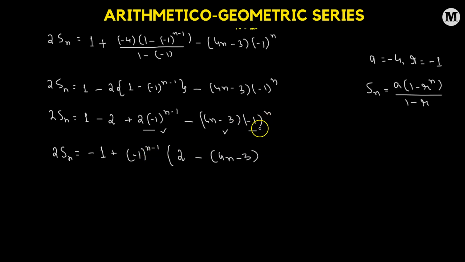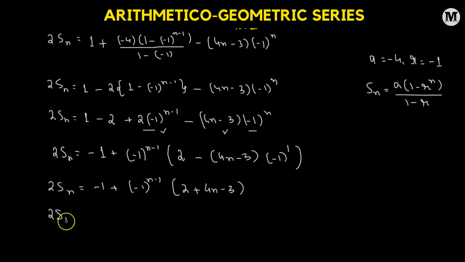So that means from -1 raised to the power of n, if we take -1 raised to the power of n minus 1 as the common factor, we are going to have -1 raised to the power of positive 1. Fine. So we have 2 times Sn equals -1 added to -1 raised to the power of n minus 1. We have 2. So -(4n minus 3) multiplied by -1 makes it positive. So we have positive 4n minus 3. We get 2 times Sn equals -1 added to -1 raised to the power of n minus 1 multiplied by 4n minus 1. Fine.